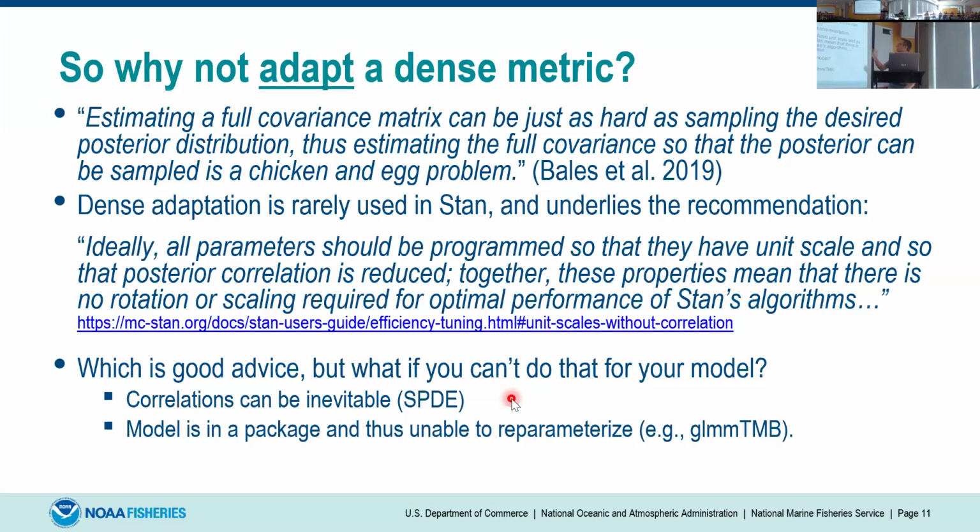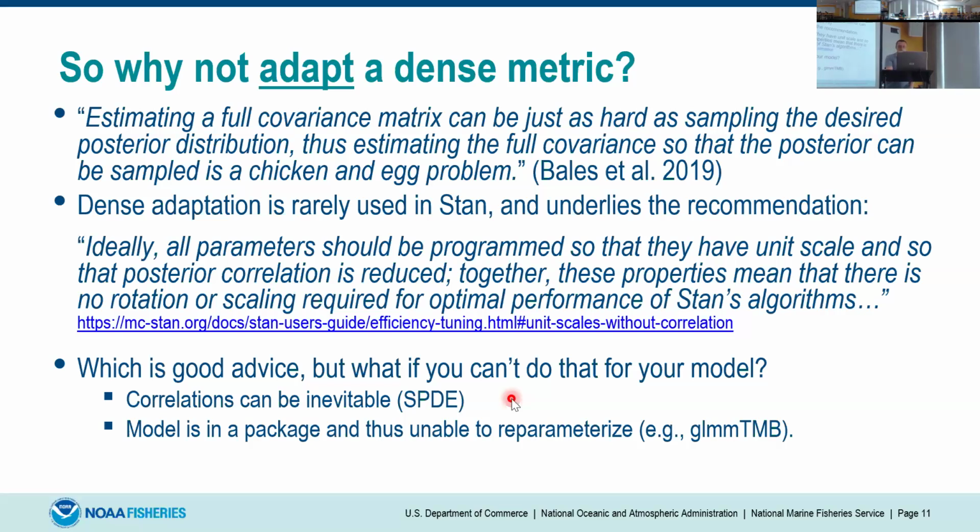And so what does the Stan manual say? All parameters should have unit scale and no correlation. The onus is on you to parameterize your model so that you don't have those things. If you come away with one thing from this talk, I want you to understand this sentence in the Stan manual and why it's in there. It's buried in there and it gets thrown around in the forums a lot.